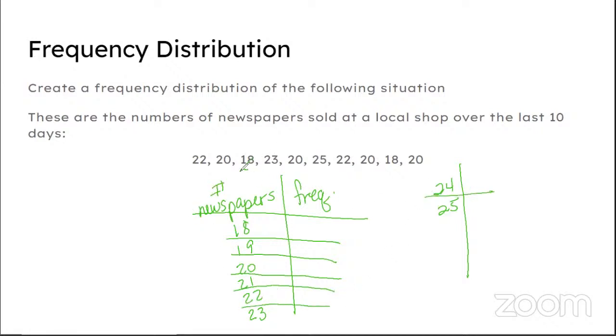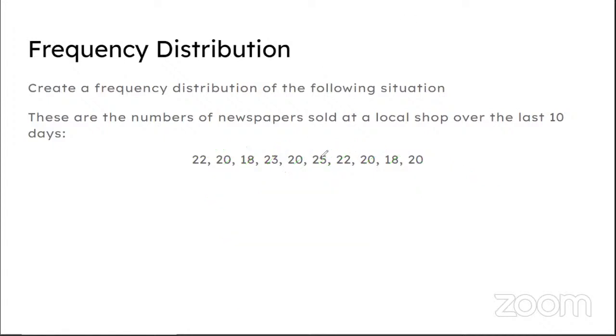All right, 18, 1, 2 of those, 19, 0 of those, 20, 1, 2, 3, 4, 21, 0, 22, 1, 2, 23, 1, 24, 0, and 25, 1. So that's your frequency chart. You just count how many times something appears in the data set.